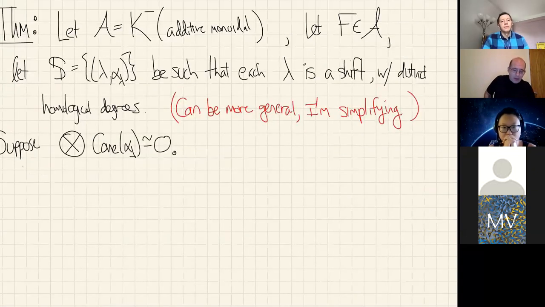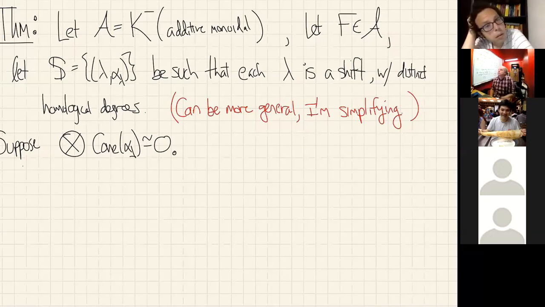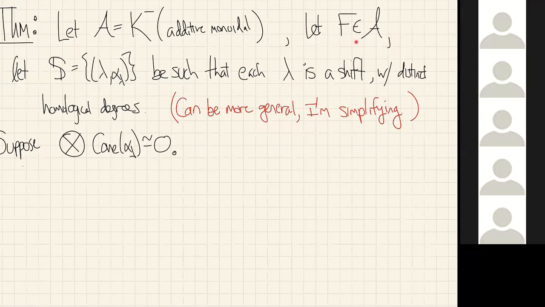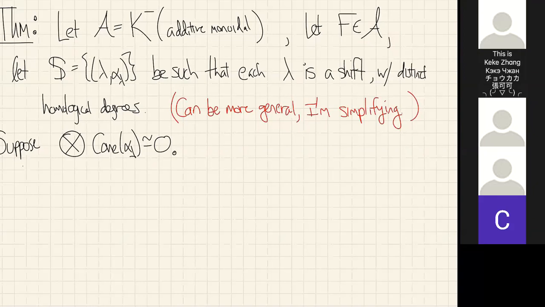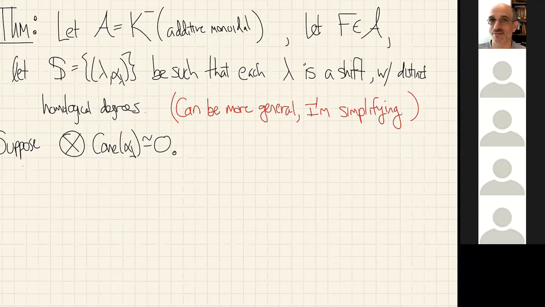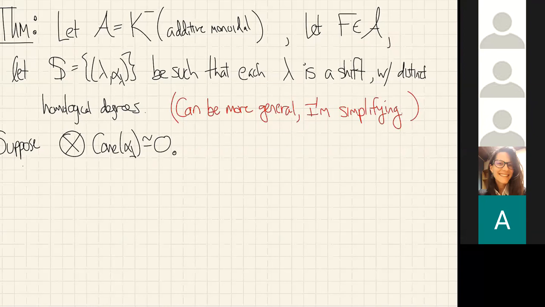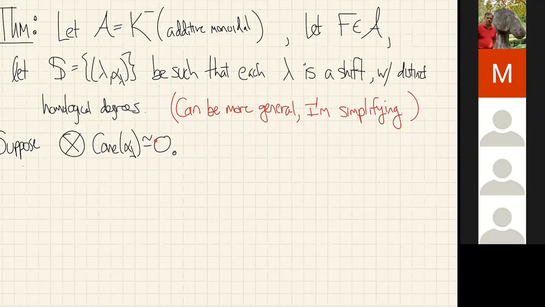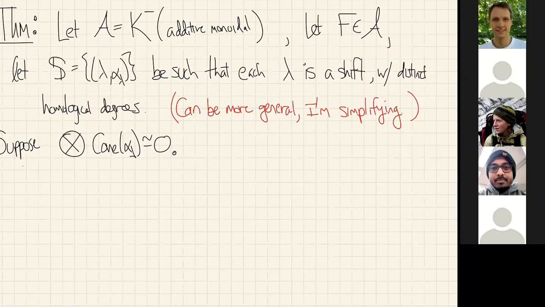Okay, so here's our theorem, stated in not the most general setting that we could, of course, but this will do. So we're going to stick with the homotopy category of an additive monoidal category. We're going to take a functor and assume that we've picked a bunch of eigenmaps where the eigenvalues are invertible and have distinct homological degrees. So this is already a really specific thing. You don't expect so many functors to be diagonalized with these nice properties. And we suppose that it satisfies this minimal polynomial condition. The tensor product of the cones is zero.